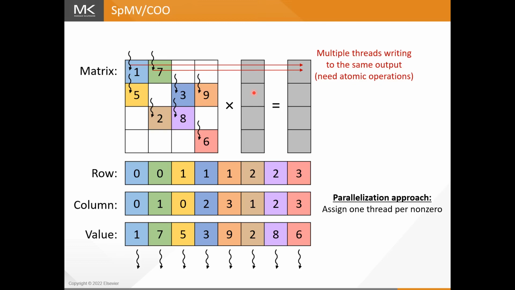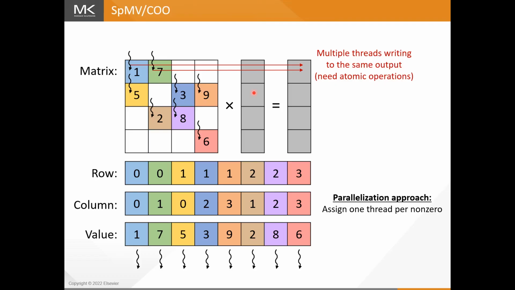But what was easy to do, given a non-zero element, it's easy for me to find what row and what column that non-zero belongs to. Is this clear? Okay.